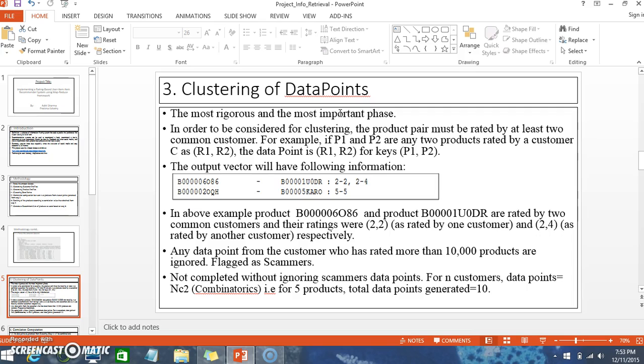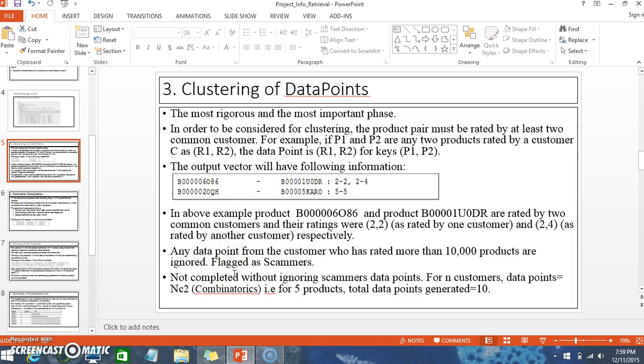Also, since it is unlikely that a customer rates more than 10,000 products, these customers have been flagged as scammers and the data points generated from these flagged customers have been ignored. At this point, I find it important to inform the audience that we were able to successfully run the clustering phase only after removing the data points generated from these customers who were flagged as scammers.